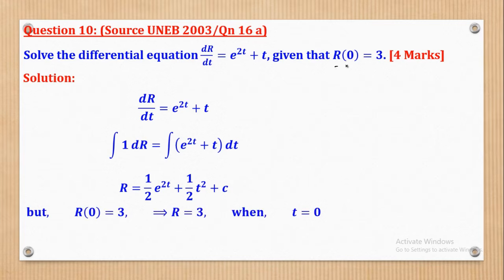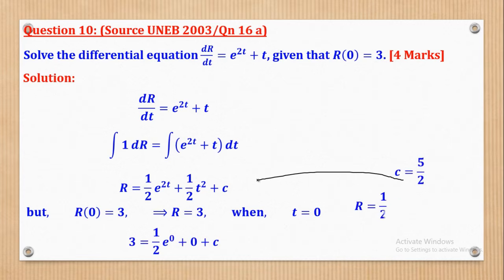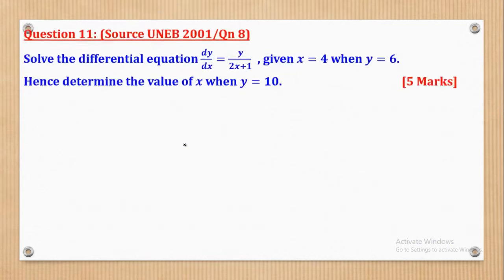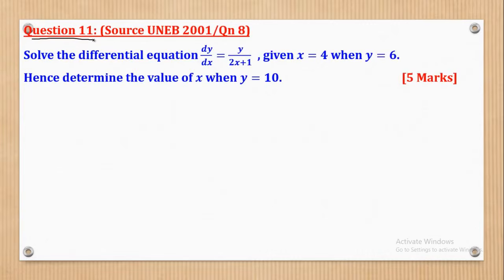But we are given that r0 is equal to 3, meaning that r is equal to 3 when t is equal to 0. Then we'll substitute for r and t to be able to get the value of c, and then substitute that c here to get the particular solution which they wanted. So now we shall go to question 11. Question 11 came from UNEB 2001, paper 1, question 8, and says, solve the differential equation this, given that x is equal to 4 when y is equal to 6, and hence determine the value of x when y is equal to 10. So the procedure will always be the same.